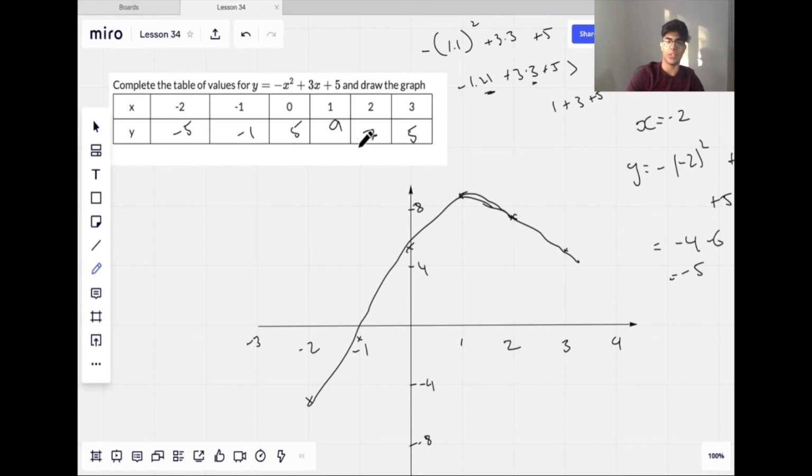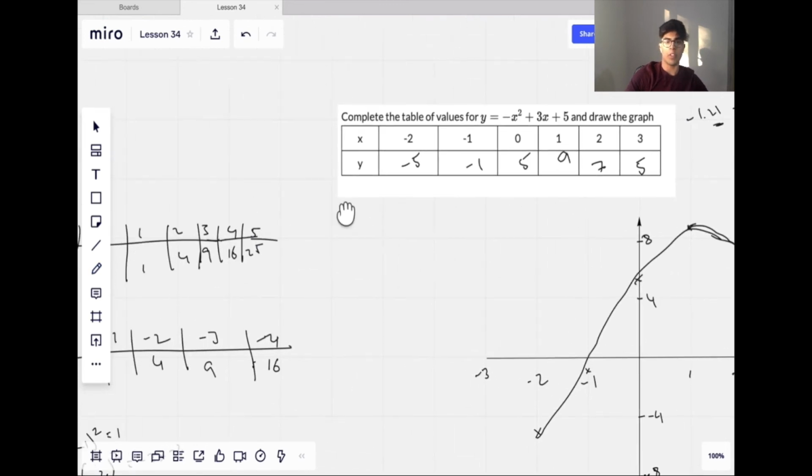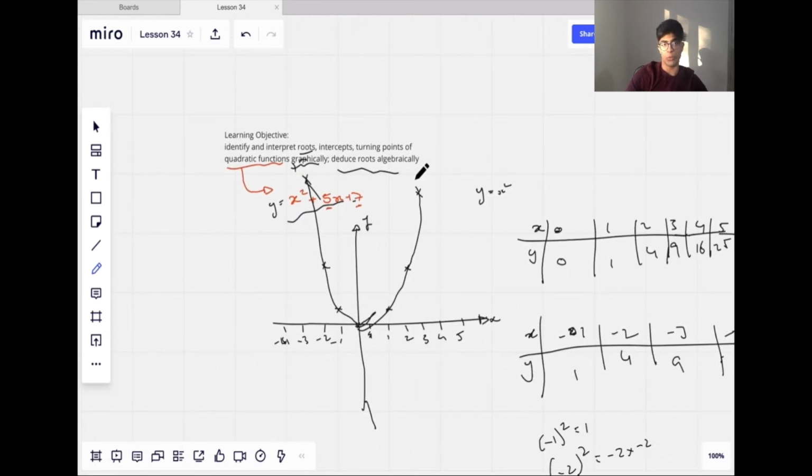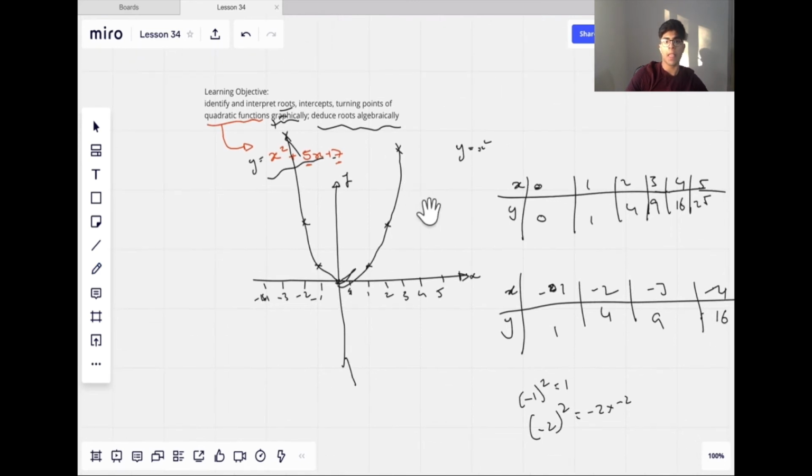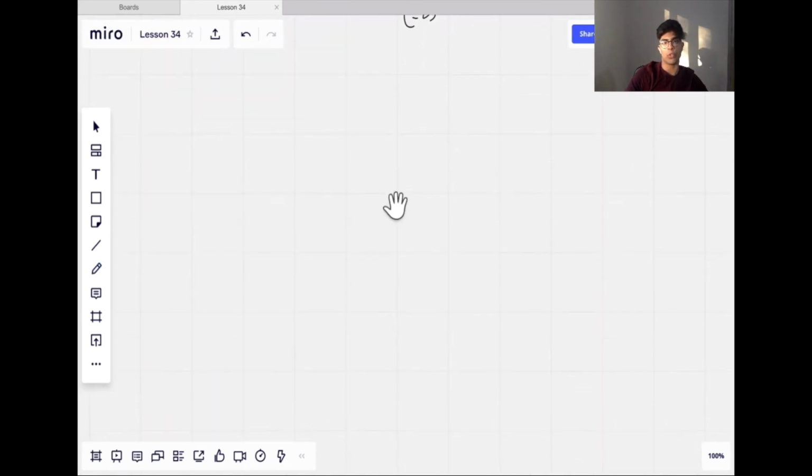But yeah, so that kind of just depends. So this is a quick way to check, for example. And also you can find the turning point algebraically, for higher tier students, which I'll get to in the next video. So that's how you do this graphically. The learning objective is also to deduce roots algebraically. And if we remember what the roots are, right?